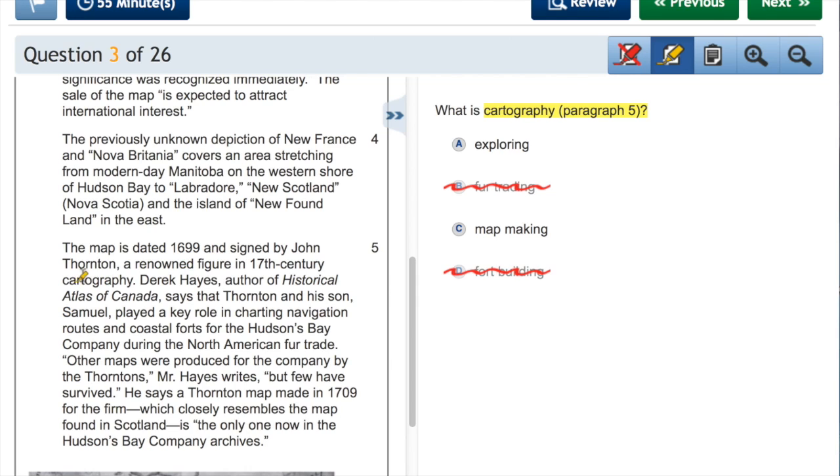In this case, we're going to highlight words that give us clues as to what cartography could be. We've eliminated a couple of choices already just based on our common sense and from reading the selection. And now we're highlighting words that will help us to have a clearer understanding of the word, and then we're going to make our choice.